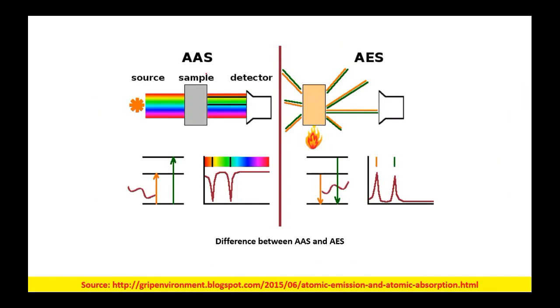Then we have discussed AAS and AES. These two are the most commonly used atomic optical spectroscopic methods. Atomic fluorescence spectroscopy is not very commonly used in elemental analysis, but it is also there. In atomic absorption spectroscopy, the background will be brighter, whereas the absorption peaks will appear as darker regions. Whereas in atomic emission spectroscopy, we will get some bright peaks over a black background.